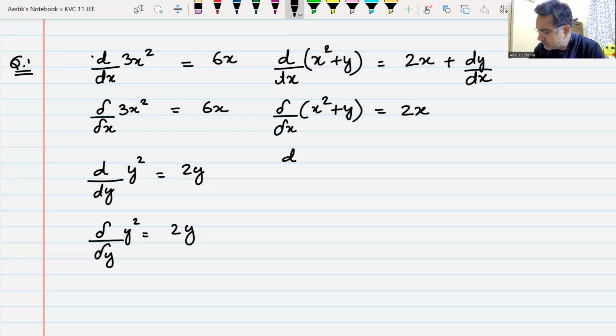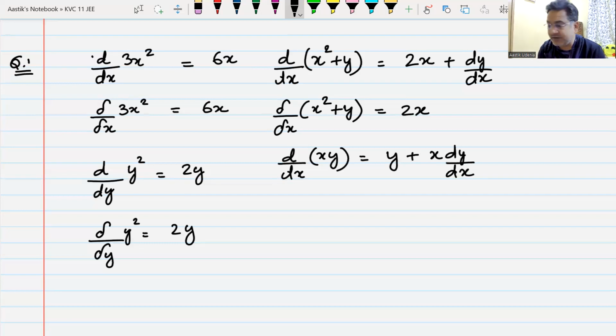One more example. If I take the complete derivative of x into y, then I have to use the multiplication rule. So first, I will differentiate x, the derivative of x is 1, and I will multiply it by y, plus then I will multiply x by the derivative of y. So this will be the complete derivative. Do you understand what I have done here? This is the complete derivative of xy. I have used the multiplication rule here, multiplication of one function into the second function.